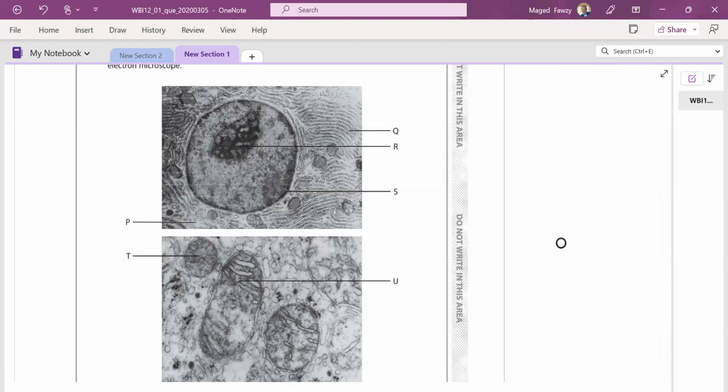Okay. I was talking about السيتوبلازم. Anything in the cytoplasm is not the reason of production of ribosomes. Ribosomes are not produced في السيتوبلازم. It is produced inside the nucleus in a structure called nucleolus, which is R.